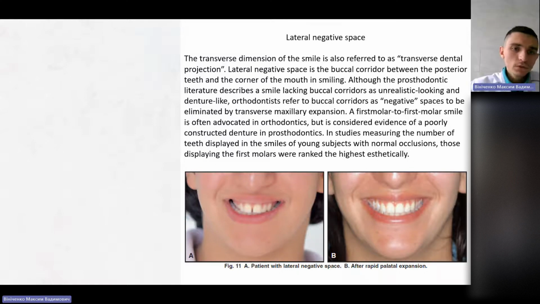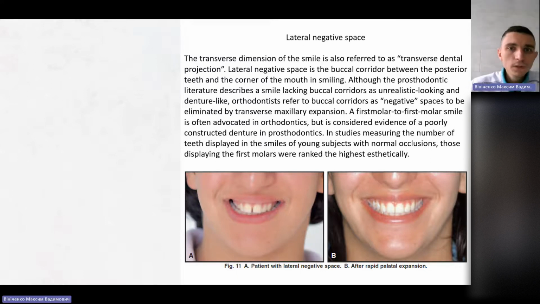So if we need to close these buccal corridors, for example, we need to make, first of all, the rapid maxillary expansion. If it is a young patient, if it is an old patient, we use the maxillary skeletal expansion, MSE, or surgically assisted rapid palatal expansion, and only then we use the fixed appliance. So you need to understand that we don't make a wide dental maxillary arch if it was too close. First of all, we need to make an expansion, a skeletal expansion.